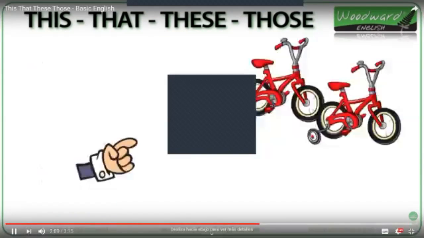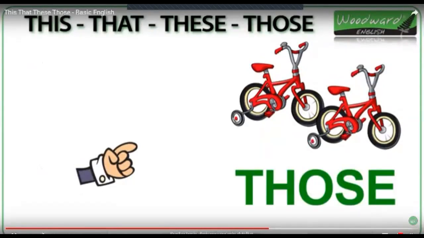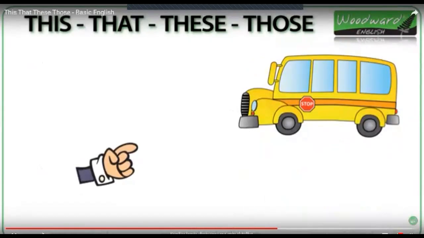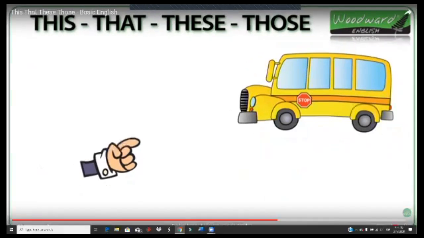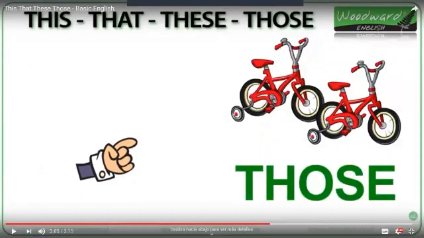All right. Let's check the next one. How about here? Which one do you use? We say those. ¿Por qué? Porque están lejos. Those. It's plural and they are away. O sea, están lejos. Okay, let's continue.